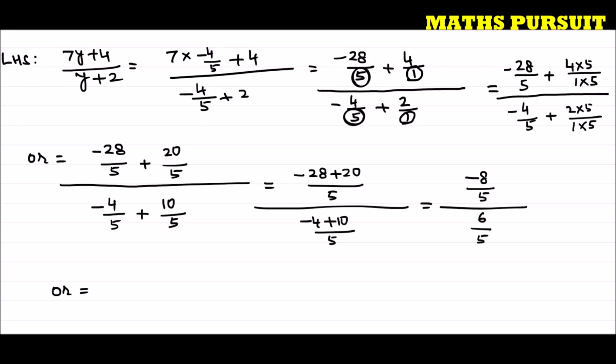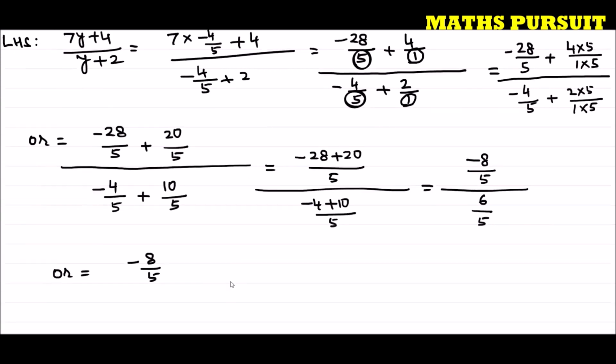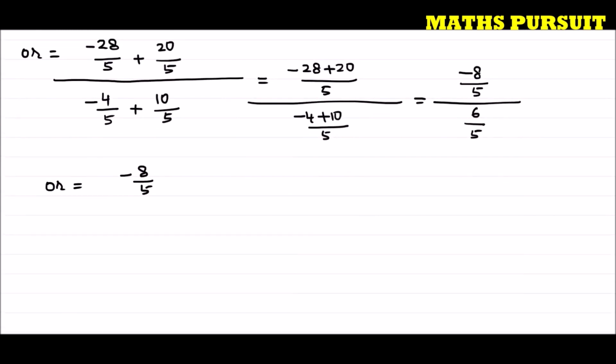That is equal to minus 8 divided by 5, whole divided by 6 upon 5. Now let us multiply 5 to the numerator as well as to the denominator. Why am I multiplying 5? I want to eliminate this 5 from the denominator. For that reason, I am multiplying 5 in the numerator as well as 5 in the denominator. Hope guys you are understanding this. You can see that I can now easily eliminate this 5, this 5. I am left with minus 8 upon 6.